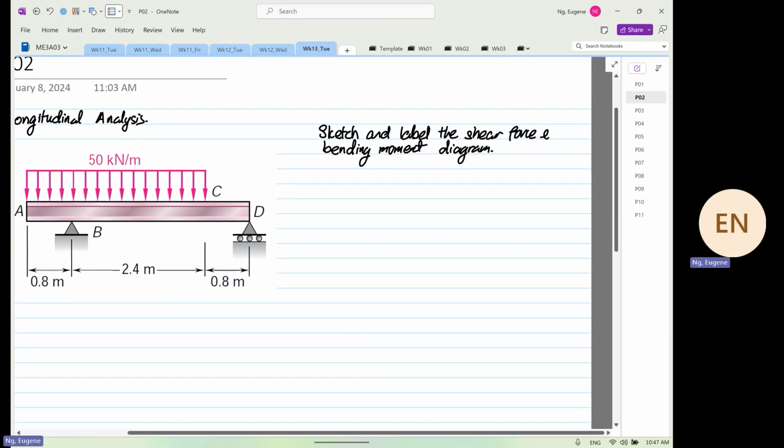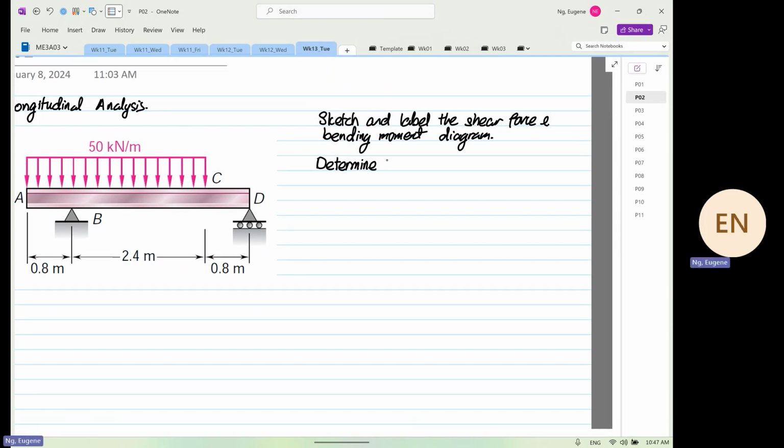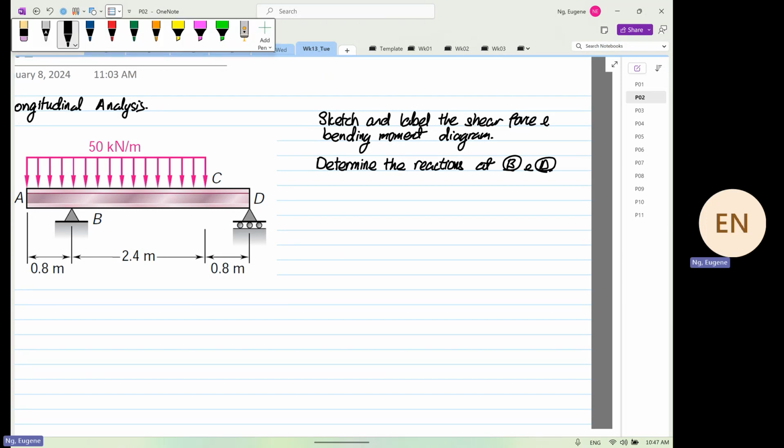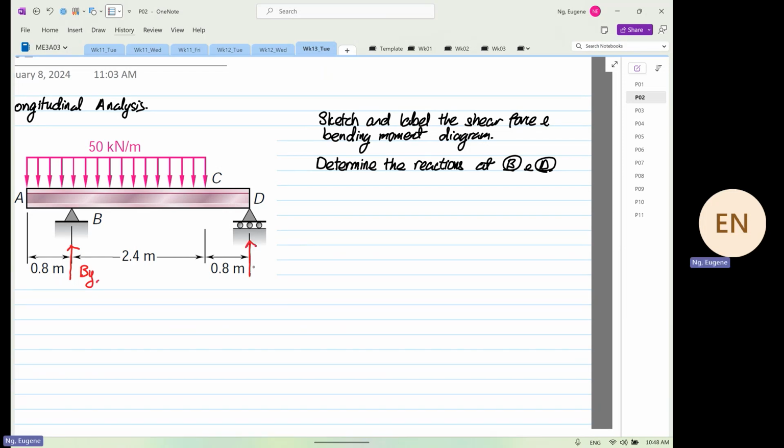Before we do that, we have to determine the reactions at point B and point D. To draw this, we know that we have a force over here. Whenever there's a support, we have a By, and there's another support over here. This is our Dy.